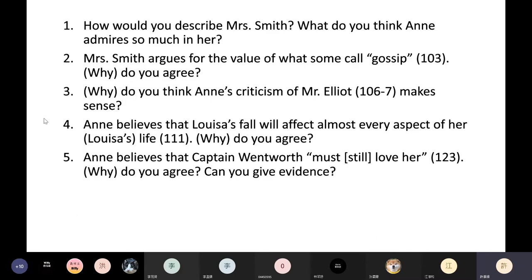So Mrs. Smith sees the value of gossip. It may just be talking about people's lives, but it often gives us a window on human nature, how people think, how people behave to their families, to their friends, to themselves. And understanding people is a very valuable thing. So, do you agree, why or why not?